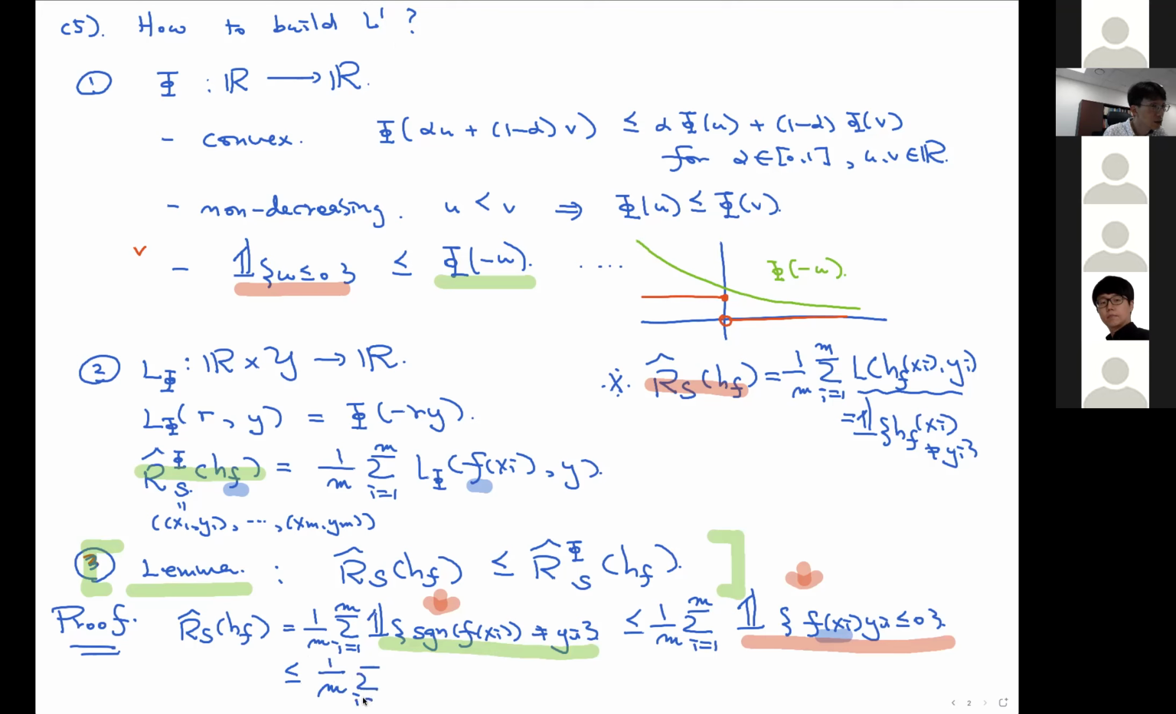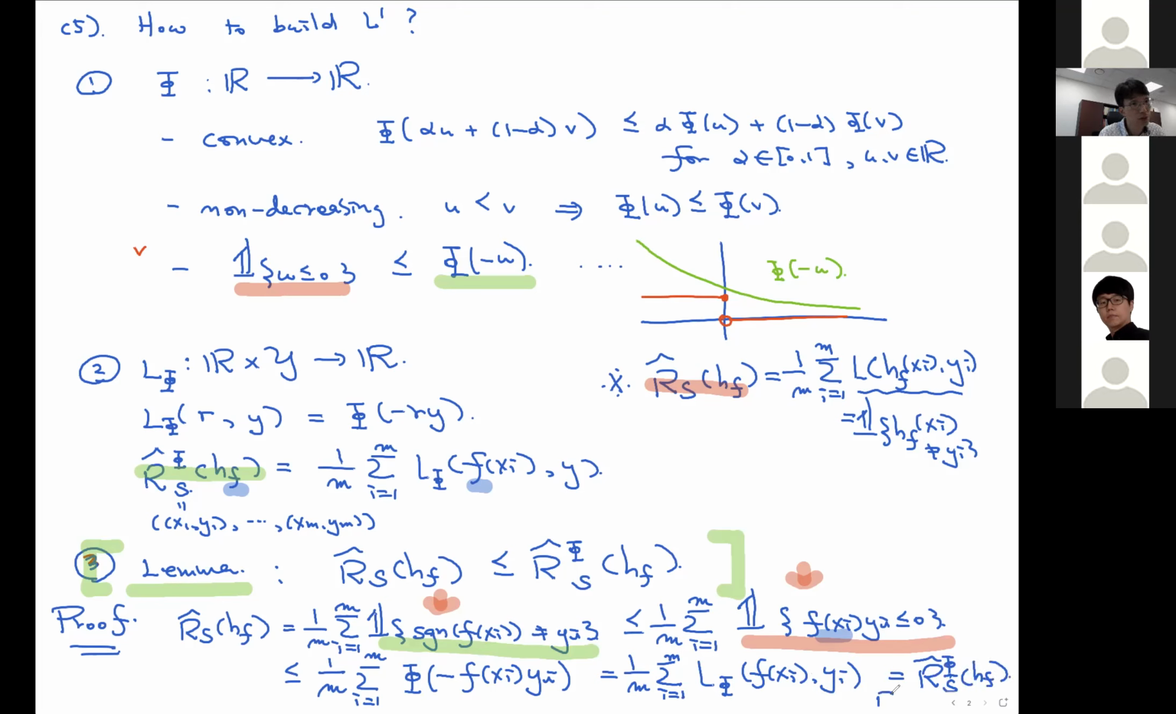summation i equals 1 through m of phi of minus f of xi and yi. And that is really, according to our definition of the new loss, L-phi of f of xi and yi, which is exactly our new empirical loss with respect to phi. So that completes the proof.